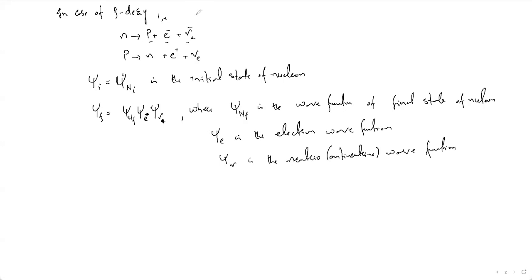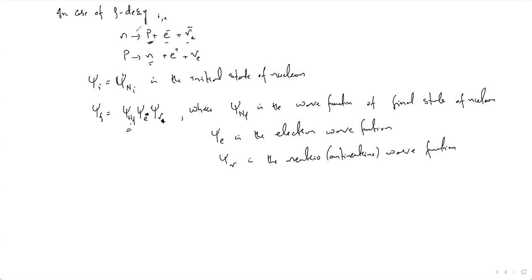So what I did, actually, is consider this beta decay wherein the neutron can decay to a proton or a proton can decay to a neutron along with these particles. As I said, psi i is the initial state of the nucleon, so I represent it by psi n i, and psi f is the final state of three different particles, three different fermions. I will represent the final state as a product of these three wave functions. While psi n f stands for the nucleon, either proton or neutron, psi electron is the wave function of electron or positron, and psi nu is the wave function of electron antineutrino or electron neutrino.